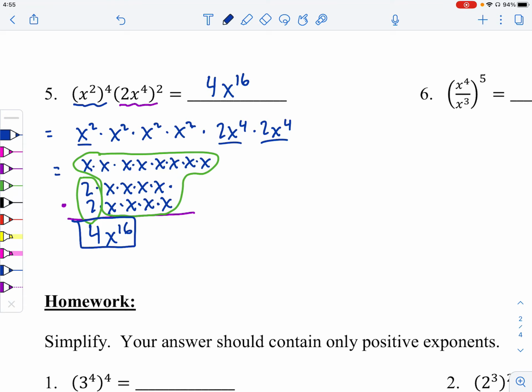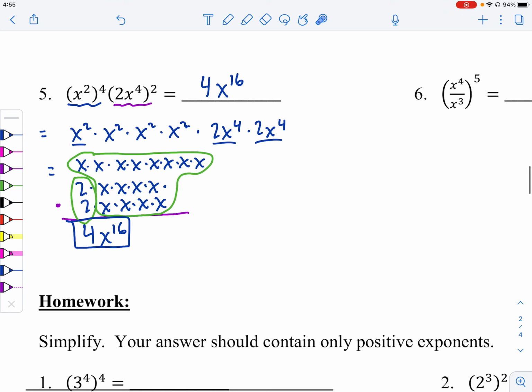Okay. That's how we do that one. So, and you can kind of see too, if you have all x's here, right? 2 times 2 gives you your front number, your coefficient 4. Hey, look, how many x's we have? We have 2, 4, 6, 8. Plus 4 is 12. Plus another 4 is 16, right? We have x to the 16th power right there.